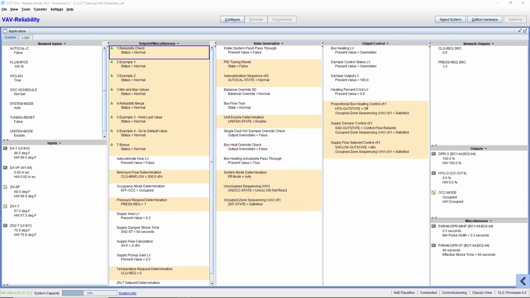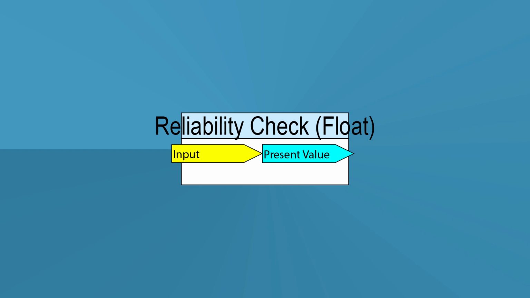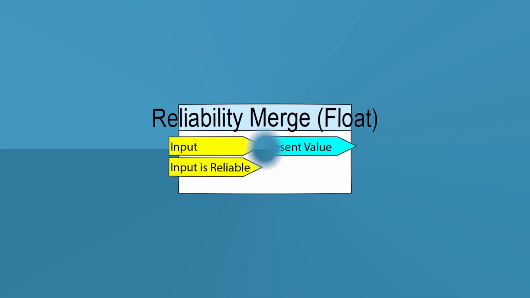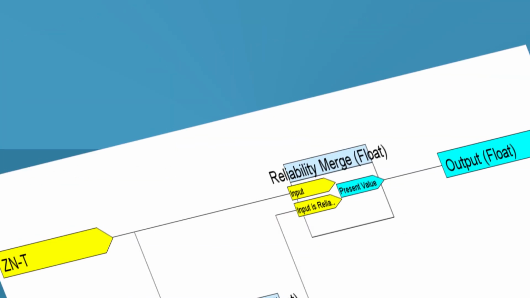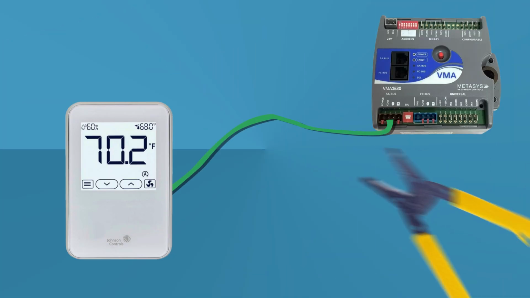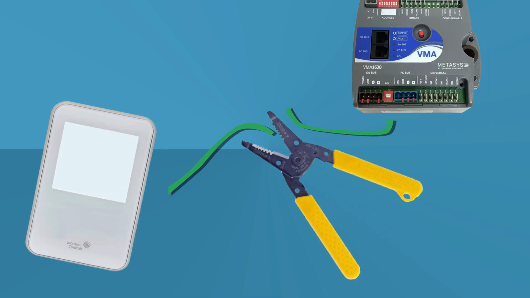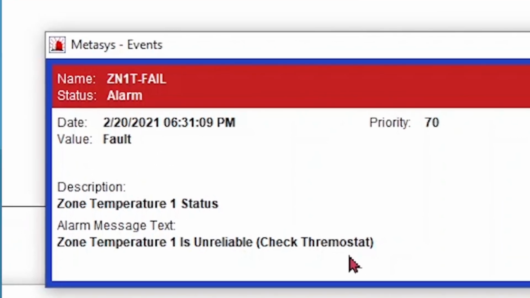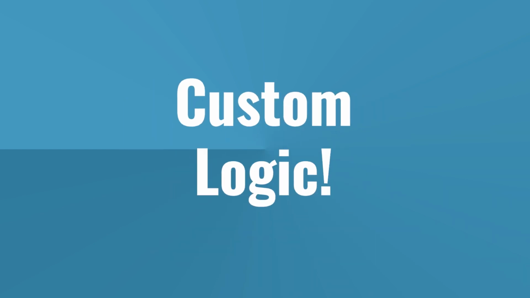Today, after a few months out, I have prepared an amazing tutorial about the reliability of sensors. And you will learn how the reliability check and reliability merge blocks work, along with some good examples. You will be able to identify when someone cuts the wire of your sensor or unplugs a thermostat, and when this happens, you can notify the Metasys operator by sending an alarm, or you can even execute some custom logic.